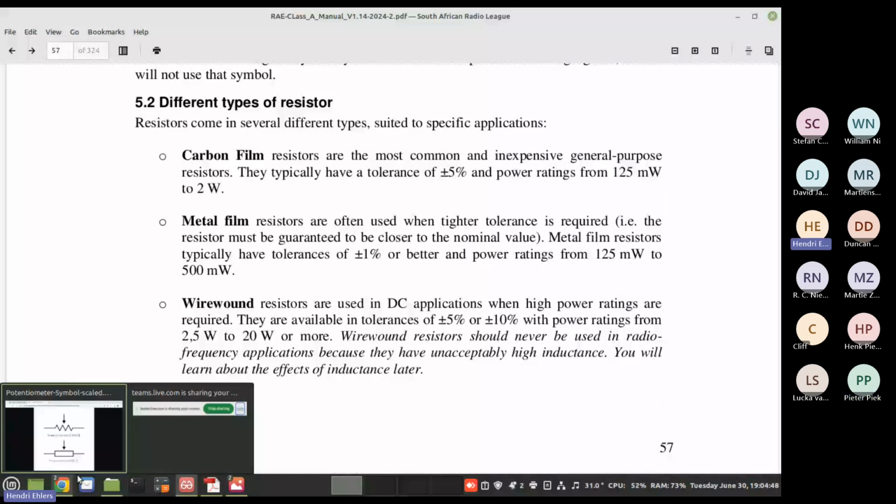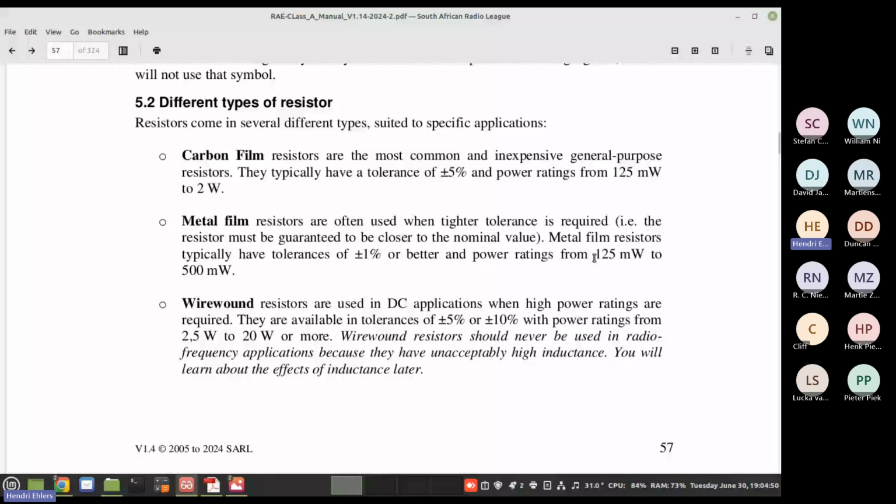Right. So they're also made out of different materials. Now, the most common and the most inaccurate is the carbon film, and they're usually 5%. When you build precision measuring instruments, you would never use those, and you'll rather go for the metal film, which is generally 1%, and they also come in a power rating of 125 milliwatt to 500.